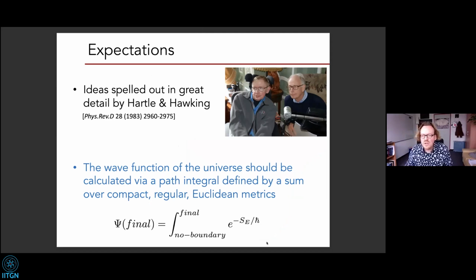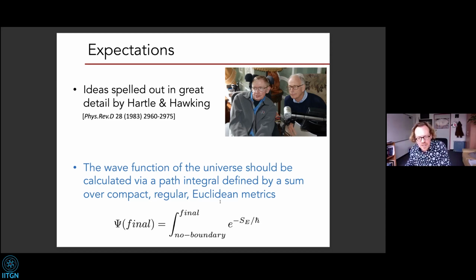Now, these ideas were written down and explained in detail by Hartle and Hawking in their famous paper from 1983, based on some earlier, more conceptual papers by Hawking. And the way they define this path integral for gravity is to say that the wave function of the universe should be calculated by summing over compact, regular Euclidean metrics. This was their proposal. Then the question is, what does it mean and what does it imply? But this is the proposal as it was originally written down.